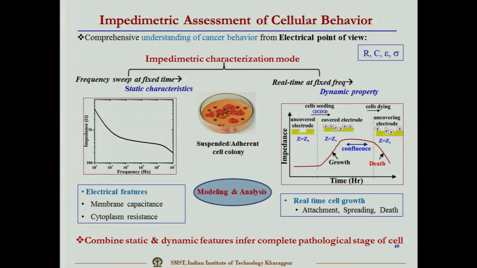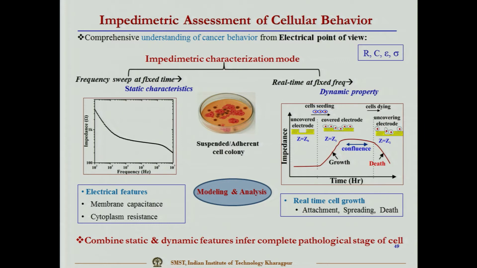While doing the cell culture, can I measure the impedance? For that I will do it in real time at a fixed frequency. Here it is a frequency sweep at a fixed time. From this data, I can get the membrane capacitance and cytoplasmic resistance from the basic equations, which I probably showed in earlier slides. Okay. From this impedance data you can get it.